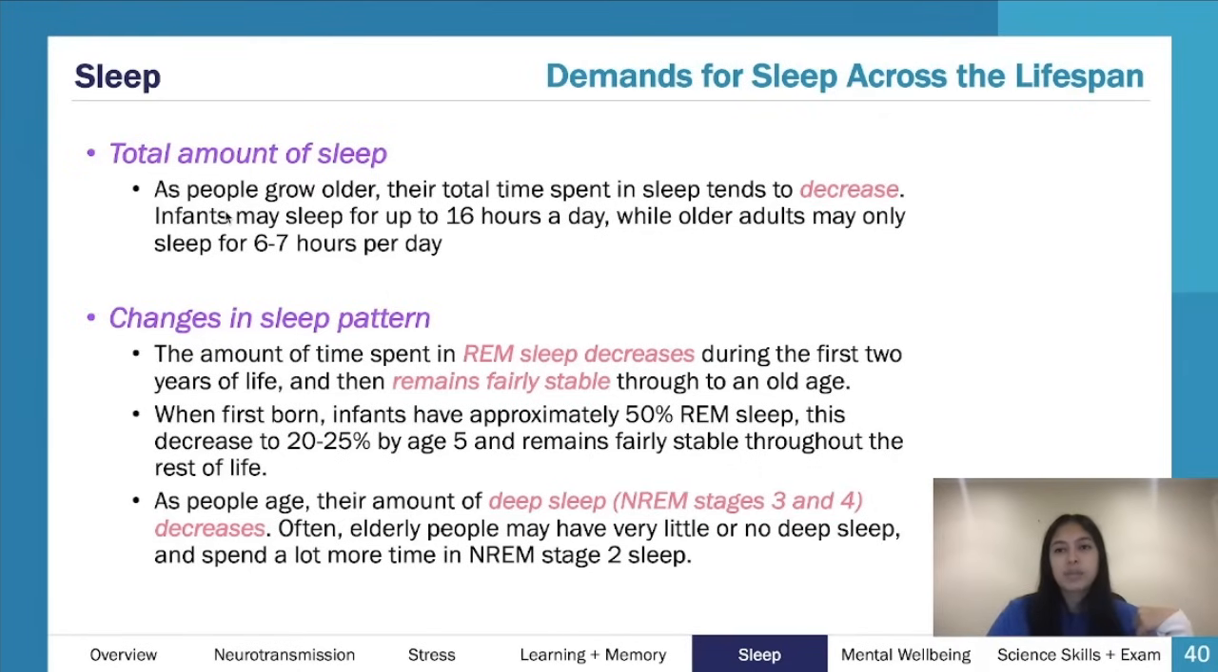Okay, so demands for sleep across the lifespan. What VCE needs you to know is the changes in the total amount of sleep and the changes in the sleep pattern. When it refers to sleep pattern, it just means your REM and your NREM changing.